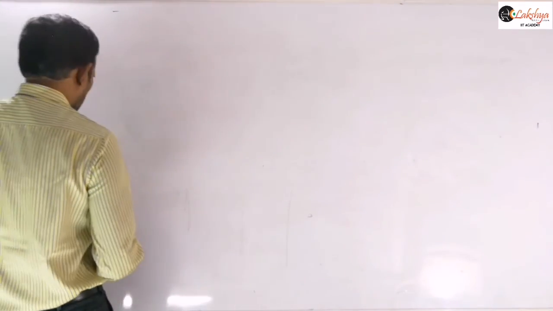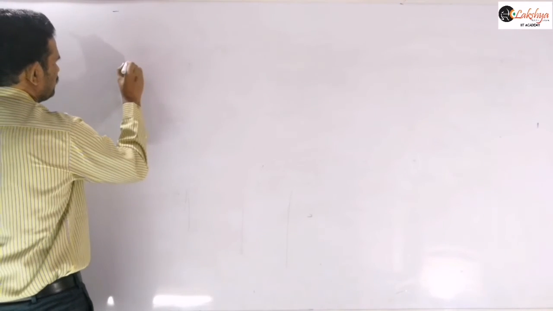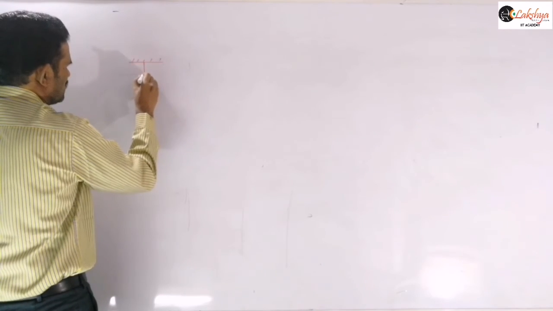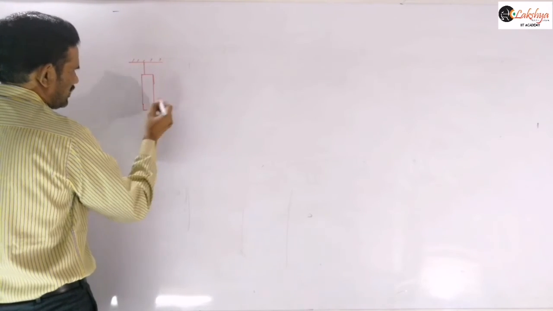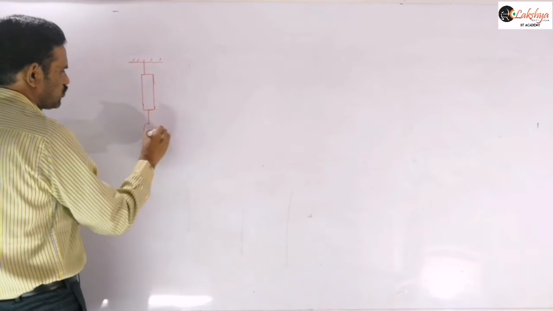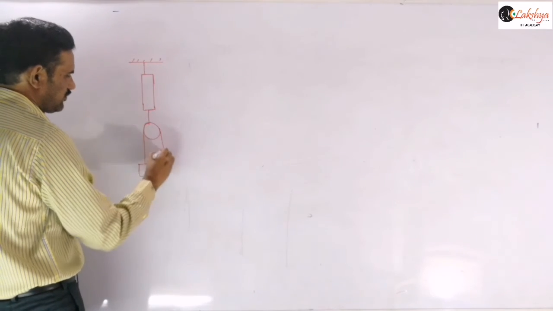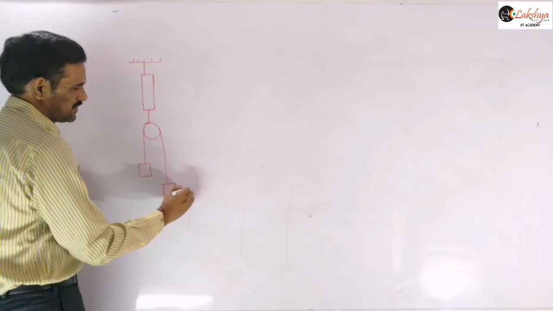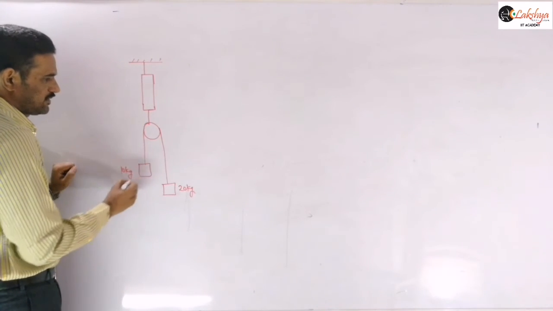So here, one of the problems is that the two blocks are connected like this. Here, this is a spring balance. Now the same case I am giving, like the previous discussion we had there. Now I am connecting those two blocks by a pulley. Now find the reading of the spring balance here. This is say 20 kg and this is 10 kg, right?